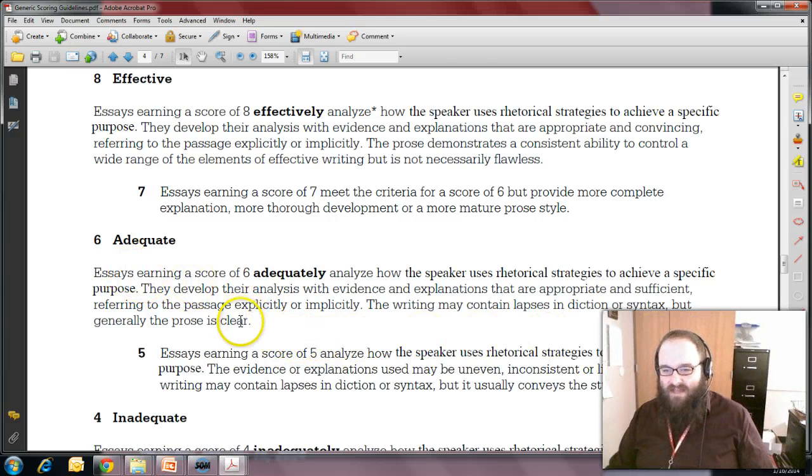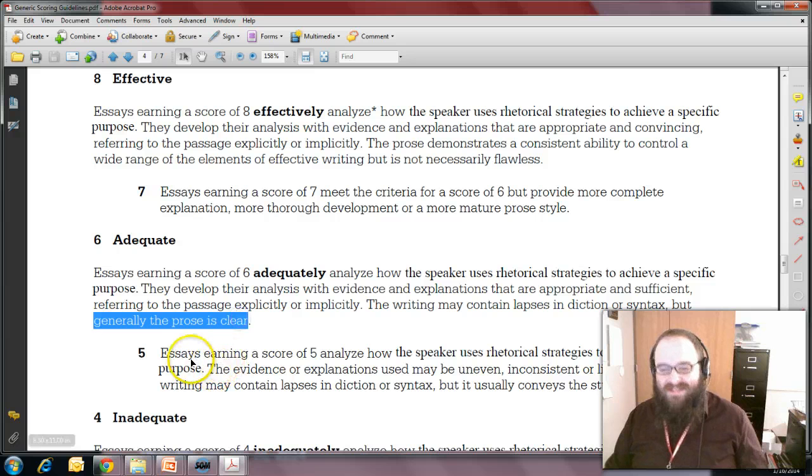So that's your baseline essay right there. The things that it discusses are appropriate. The evidence and explanations provided are just appropriate and sufficient. They're good enough that I get what you're saying. They're just not overwhelmingly cogent. Referring to the passage explicitly or implicitly, explicitly would mean through direct text evidence. Implicitly would be through things like summary evidence, that sort of thing. The writing may contain lapses in diction or syntax, but generally, more times than not, the prose is clear. Not just understandable, but clear.